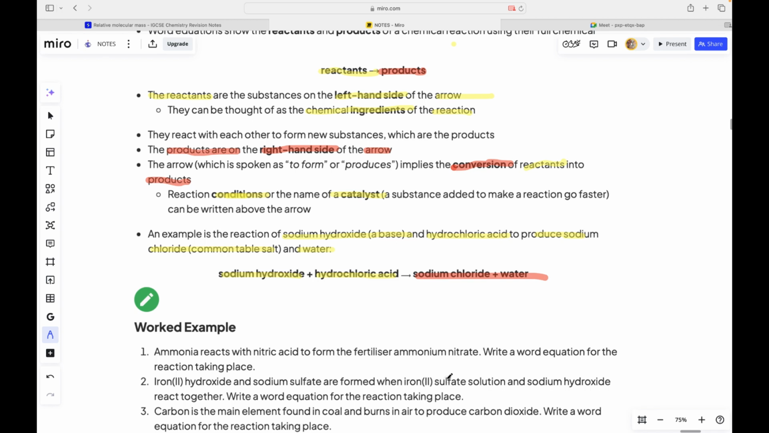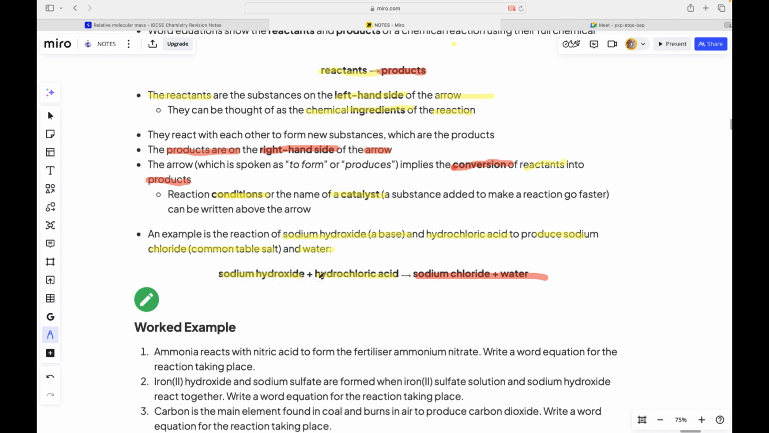Okay, sodium hydroxide is a base. When a base reacts with hydrochloric acid or any acid, they're going to produce a salt and water. So when a base reacts with an acid, they produce salt and water. Now the base, the alkali, and the hydrochloric acid, these two things are the reactants. They are on the left side of the equation.